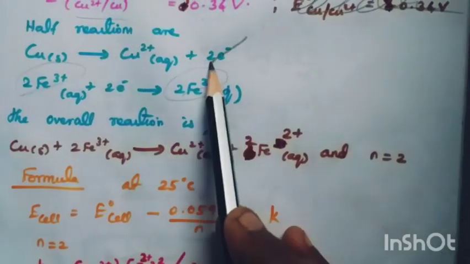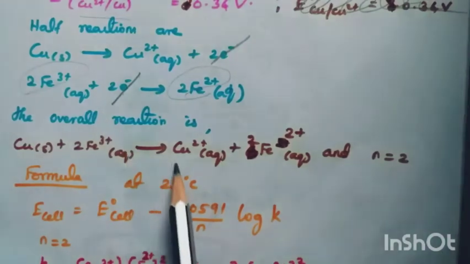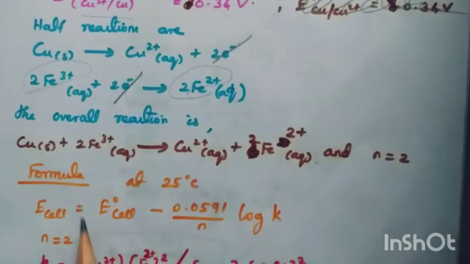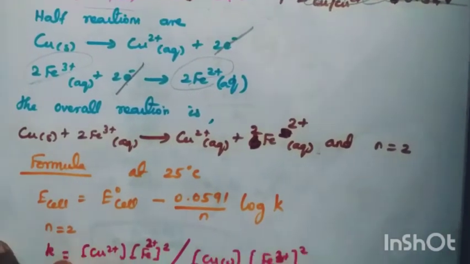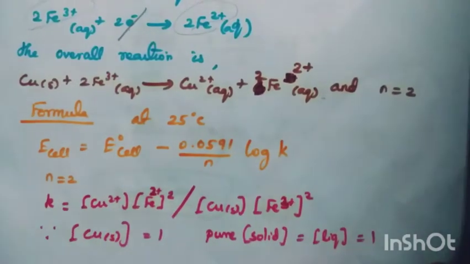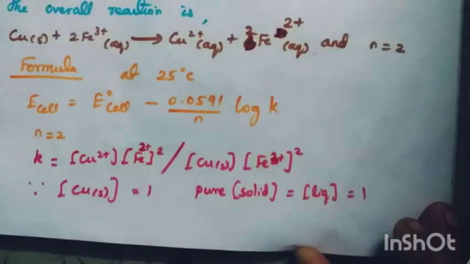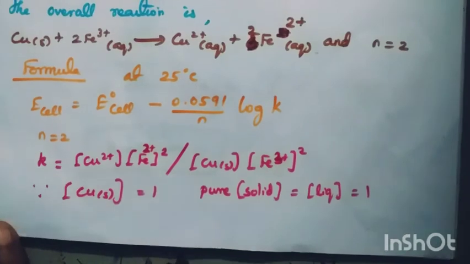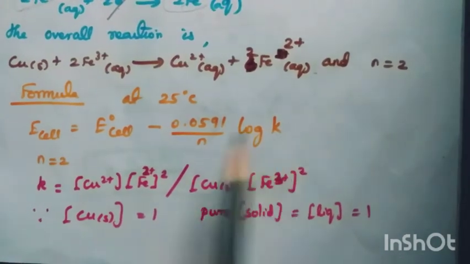So these 2 electrons and 2 electrons get cancelled. We get the remaining formula. The Nernst equation formula we have to use at 25 degrees Celsius: EMF of the cell is equal to E naught of the cell plus 0.0591 by n log K. n is equal to 2.